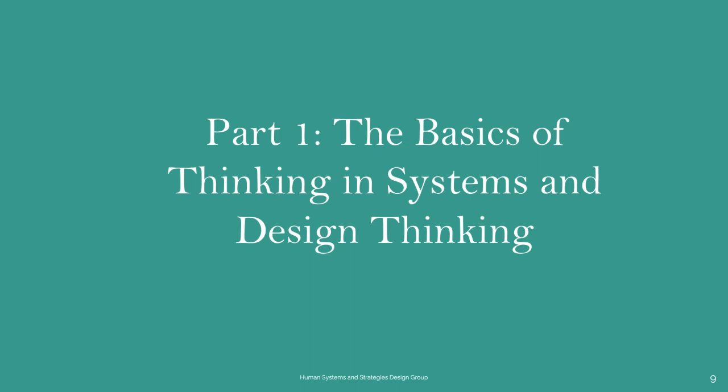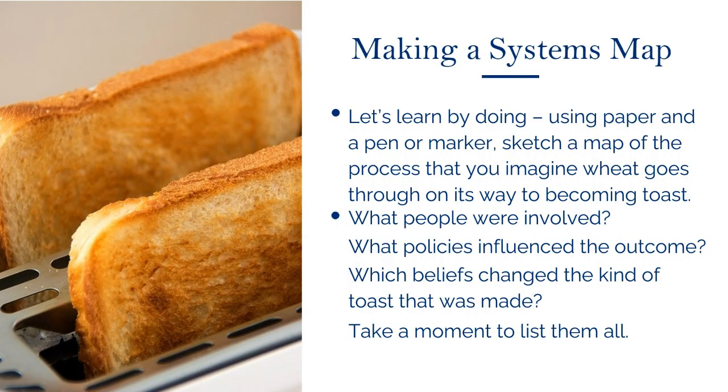Okay, now that you have your basic challenge recorded, let's talk about thinking in systems and design thinking. So the first thing I want to do is I want to make a systems map. And systems mapping can be extraordinarily complex, but it has really simple roots. And so what we're going to do is we're going to systems map the making of toast.